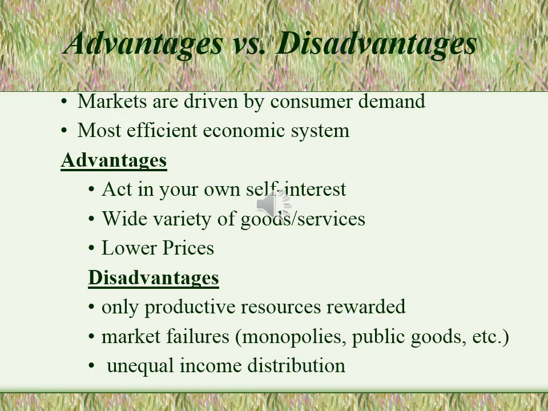As for the disadvantages, only productive resources are rewarded. Market failures, monopolies, public goods, etc., are, for example, bad results for the market or for the businessman. And also there is unequal income distribution.